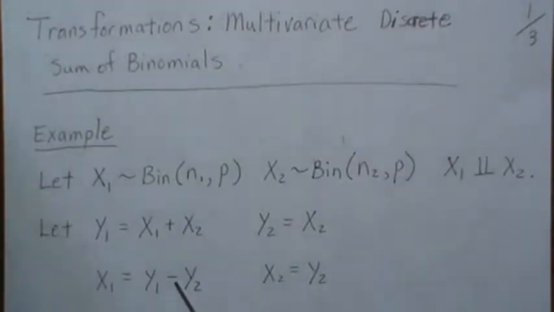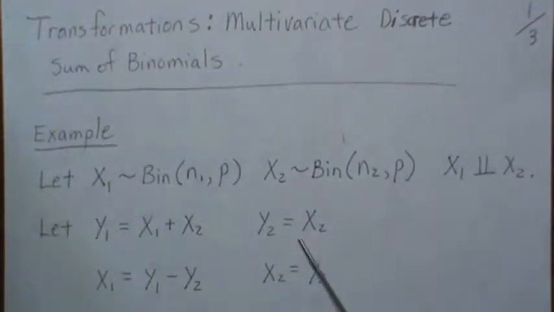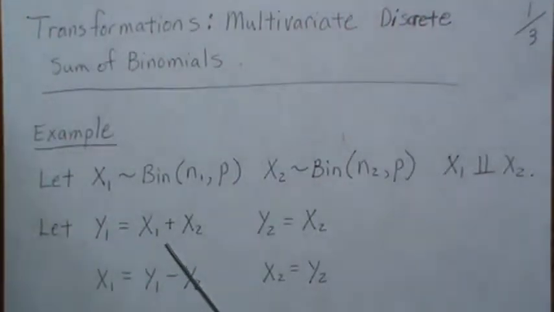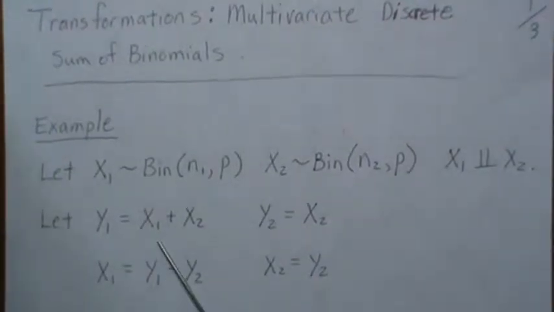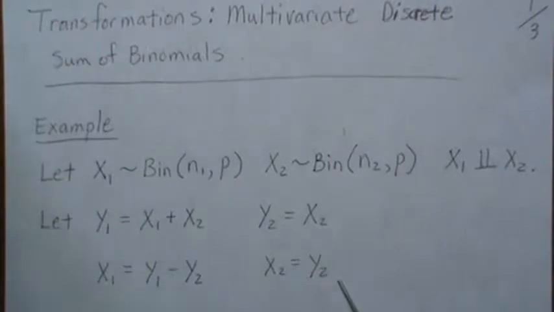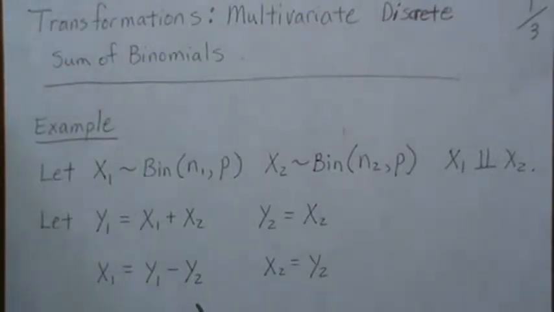And so we're going to introduce another variable called Y2, and then we'll find the joint distribution of Y1 and Y2, and then we'll sum out Y2 to leave the distribution of Y1. And we're going to do that in a unique way here. So to back solve for X2, we just get Y2. That's kind of a duh moment. And then to back solve for X1, we get Y1 minus Y2.